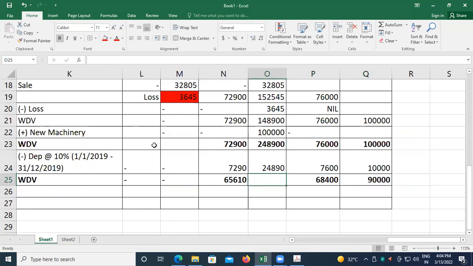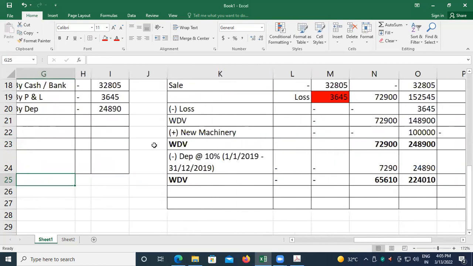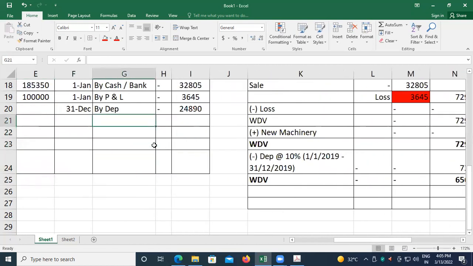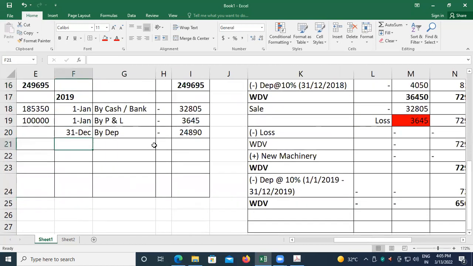Take the total of all these. If you take 2,48,900 minus 24,890, or if you take 65,610 plus 68,400 plus 90,000, the total will come 2,24,010 rupees. 2,24,010 rupees is the final total we are arriving at. So here also we should get the same balance for this particular last year 2019.